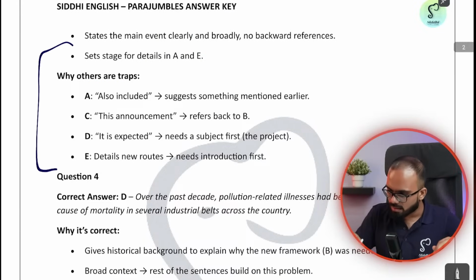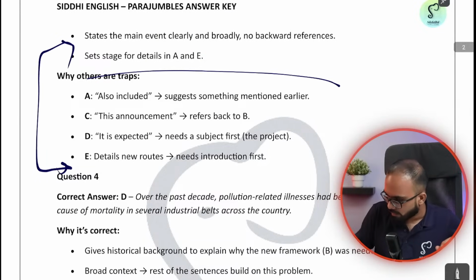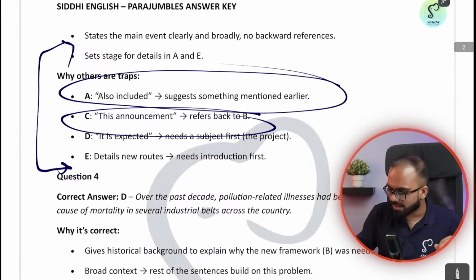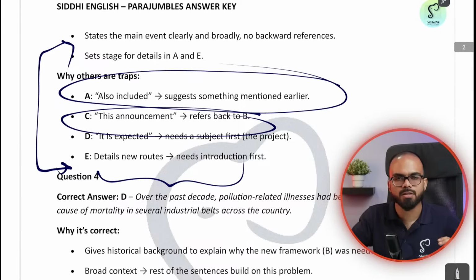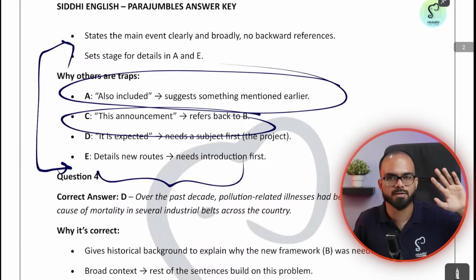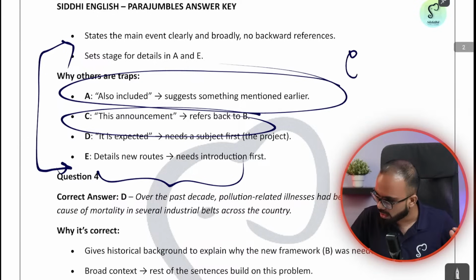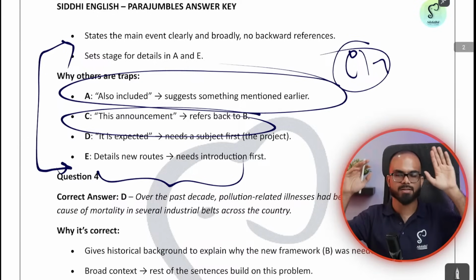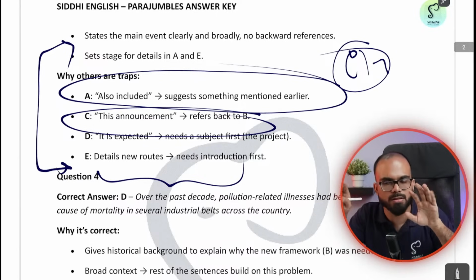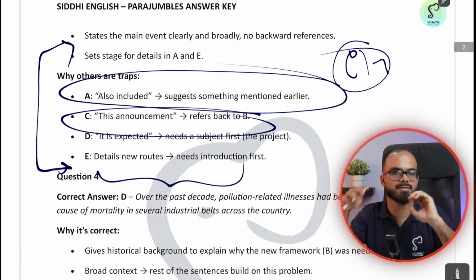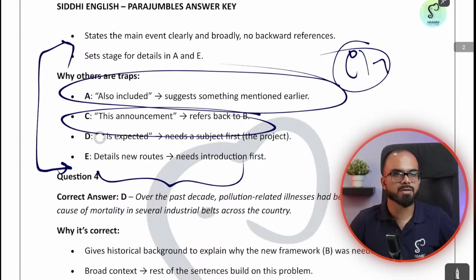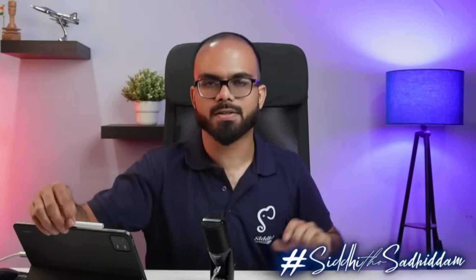So this is exactly why the other options are wrong. The answer key explains why other answer choices are wrong and why only a particular answer choice is right. This is provided in our Telegram channel. You can download it: just go to the file section and type Parajumbles, and you will get it. Please practice this. So this is today's agenda, where we wanted to talk about RCs, Parajumbles and narrations and the techniques with respect to this.